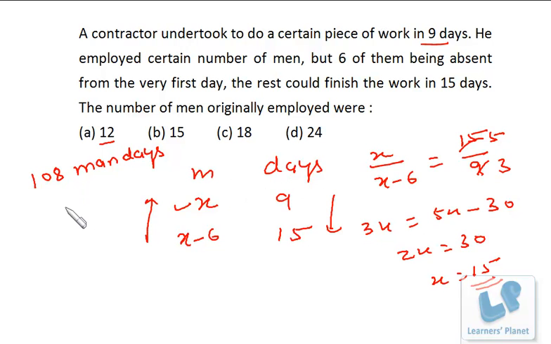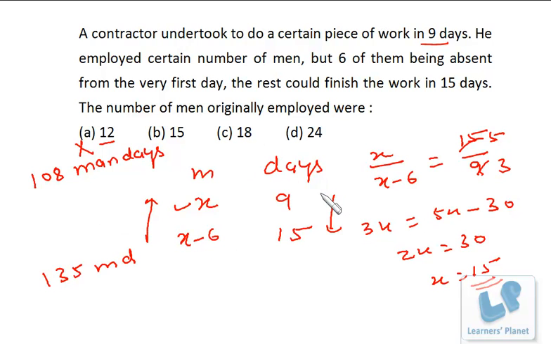So it's actually not matching. Actually the work was of 108 man days. So it's wrong. Now let's take 15. For 15 people the work was of 9 days. That means total 135 man days are required to finish this work. That is 15 persons for 9 days.